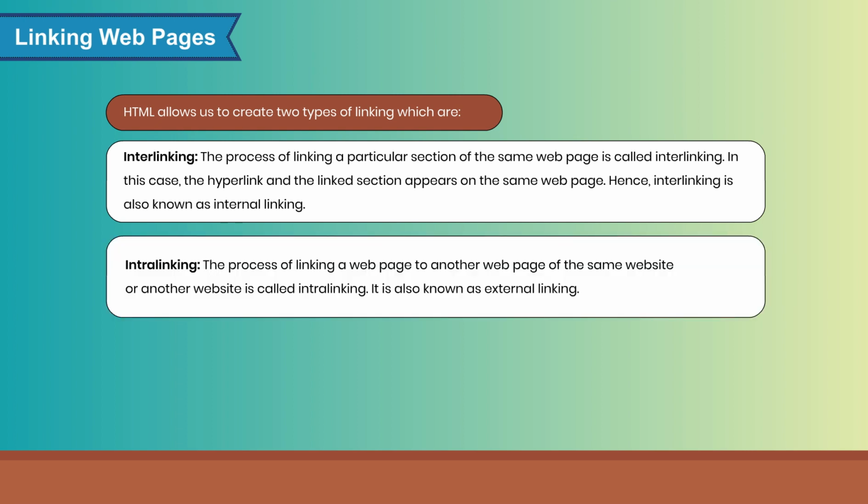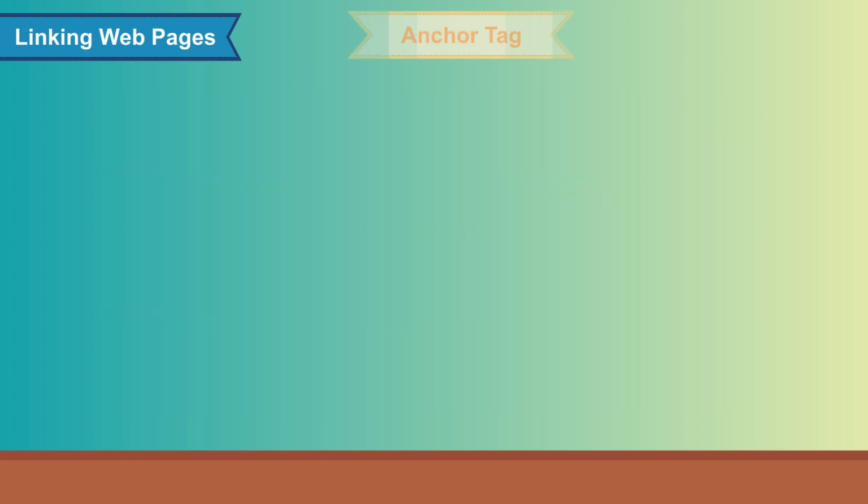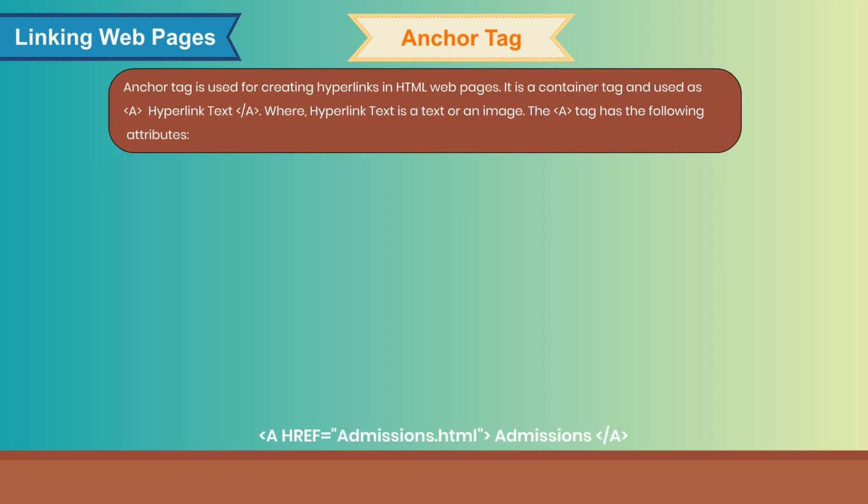Intralinking. The process of linking a web page to another web page of the same website or another website is called intralinking. It is also known as external linking. Anchor tag. The anchor tag is used for creating hyperlinks in HTML web pages. It is a container tag and used with hyperlink text, where hyperlink text is a text or an image.